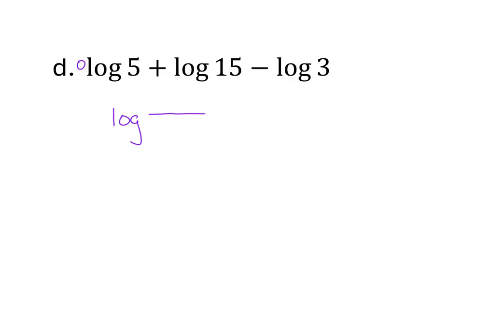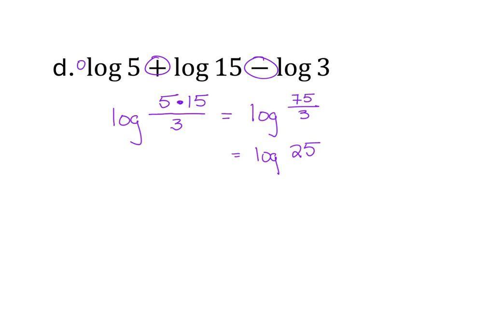This is a positive log of 5, and so I'm going to put my 5 on top. We have a positive log of 15, so I'm going to put that on top, and we are going to multiply. And then I have minus log 3, which means that I want to move my 3 to the bottom. And now we can go ahead and simplify the inside here. And so what we have here is 5 times 15 is 75, divided by 3. And this is log of 25. This is the way that I would do it, okay?